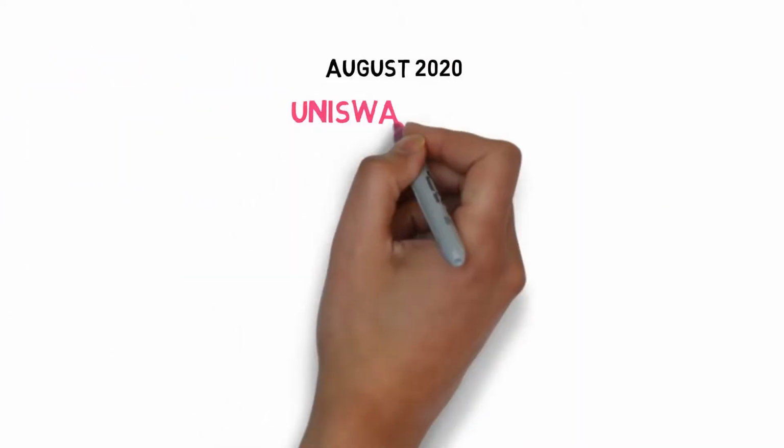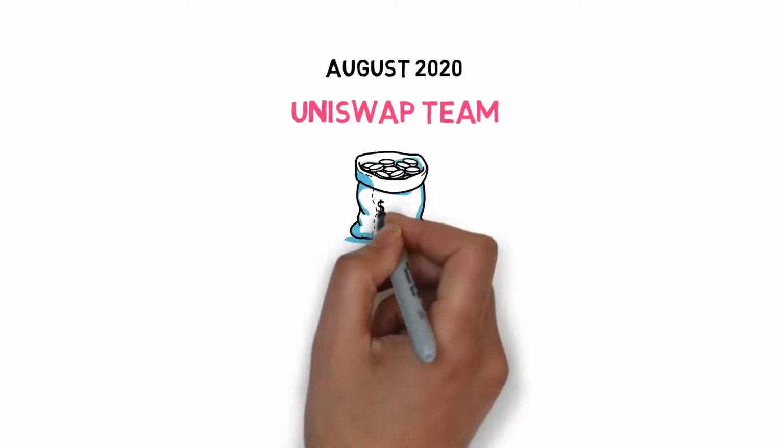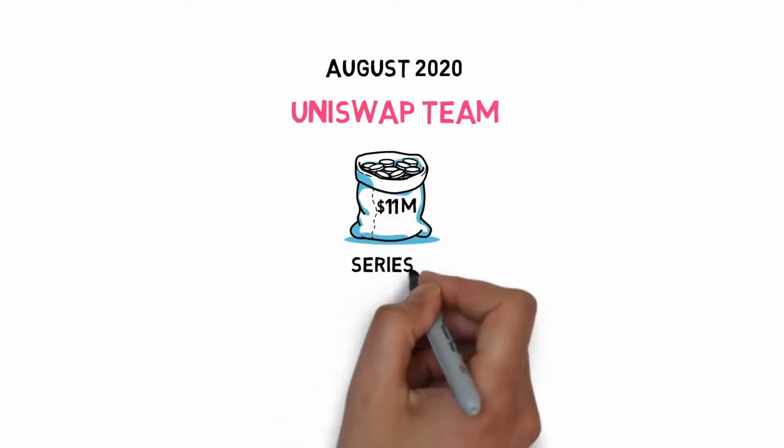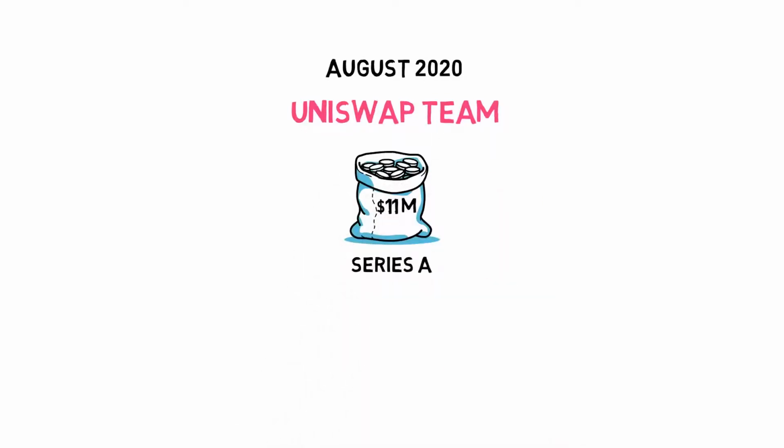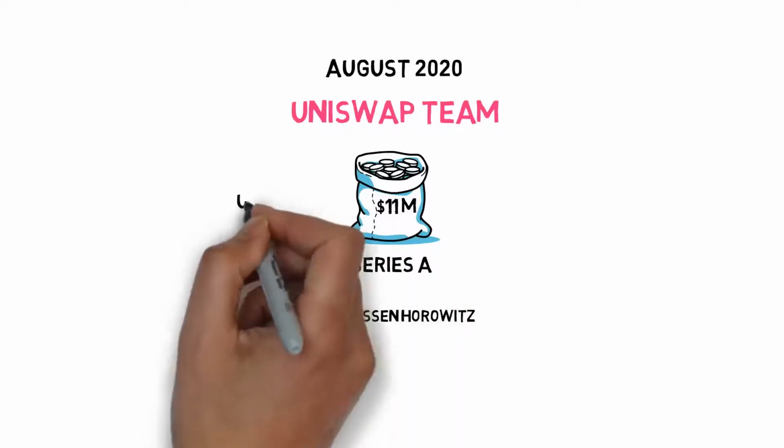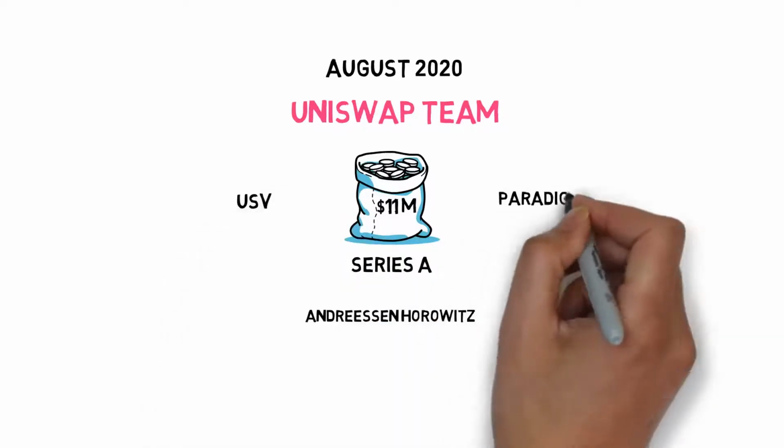In August 2020, the Uniswap team raised $11 million in Series A from a few notable VCs, including Andreessen Horowitz, USV, Paradigm, and Version One.